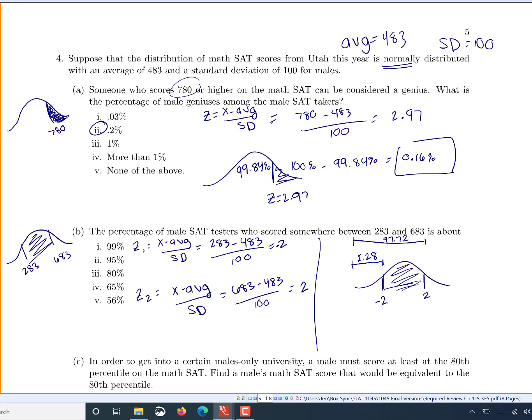How do you find the area in the middle? You subtract. So we'll do 97.72 minus 2.28 gives me 95.44. So it turns out for a normal distribution, within 2 standard deviations of the average is technically 95.44%. But that's much harder to memorize, so in this class we just memorize 95%.